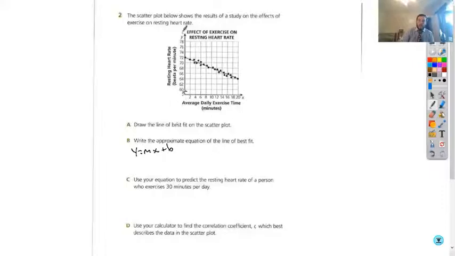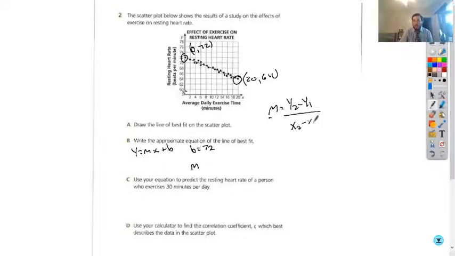Well, right away, looking at this line here, right, we have our y-intercept, and our y-intercept is right here, which is at the point 0, 72. So right away, we know that our b is equal to 72, and we just have to find our slope. So if I use that point, 0, 72, and then this point here, which is 20, 64, we can use our formula to find slope. So remember, slope is equal to y2 minus y1 over x2 minus x1.